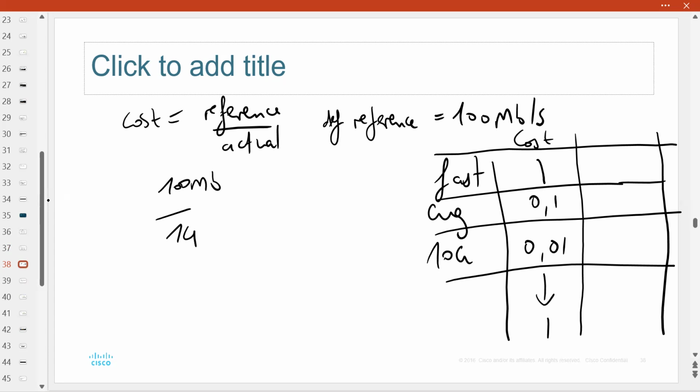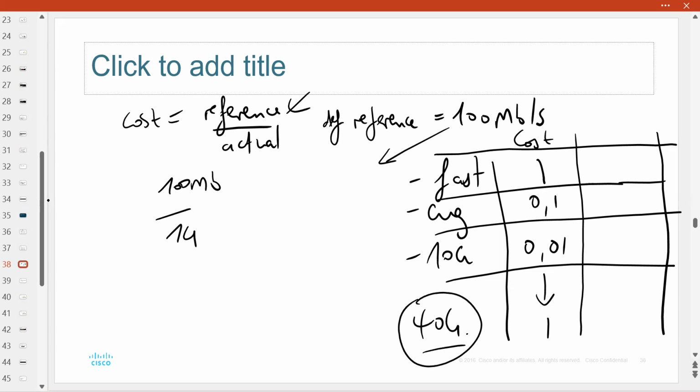We cannot differentiate between fast, gig and 10 gigabyte links. So to change that, we change the reference value. So from 100, we give it the highest bandwidth in the network. The highest in this example is 10 gig. You see other networks, they also have 40 gig. You can change to that as well. If you change it to 40 gig, the values of the cost will change as well, but they will be proportional because you are using the same reference bandwidth.